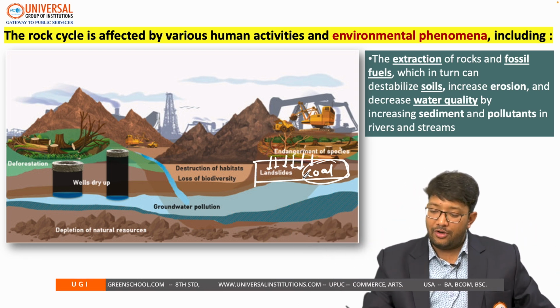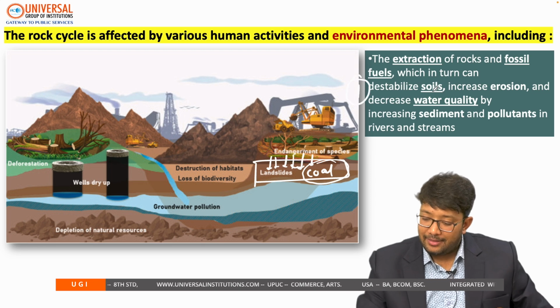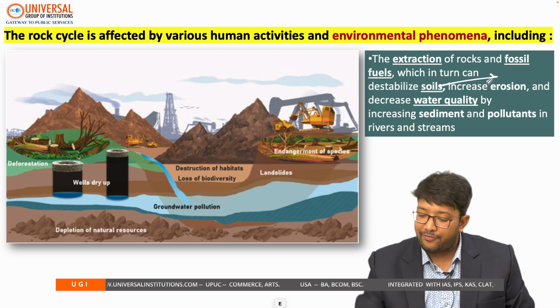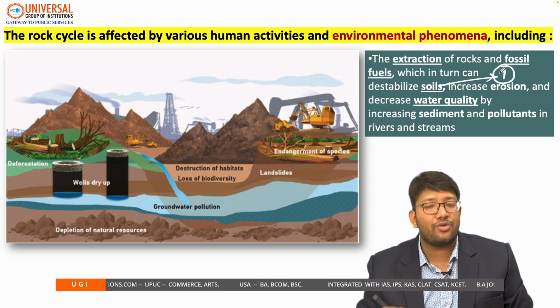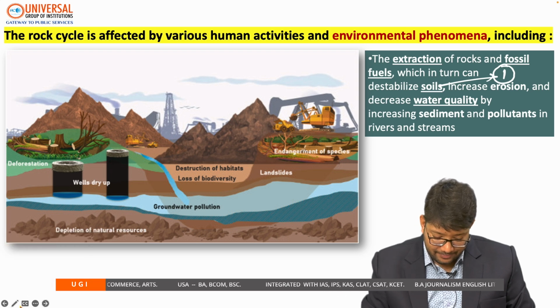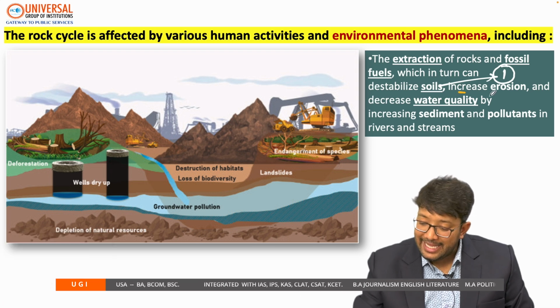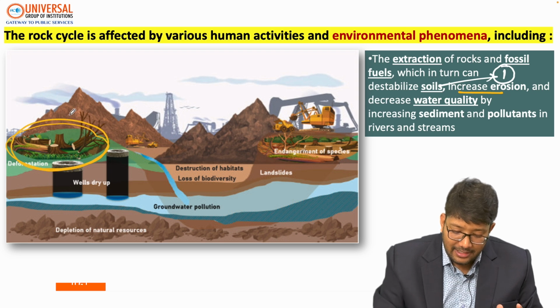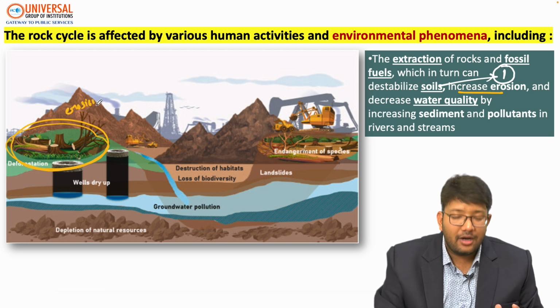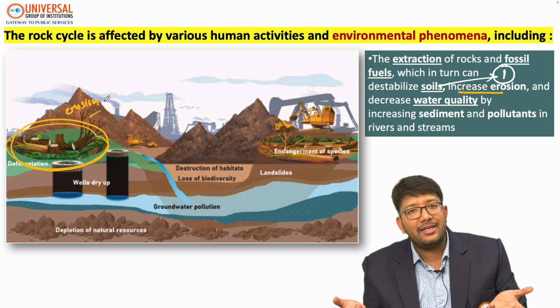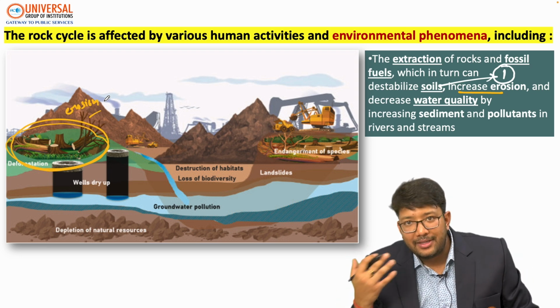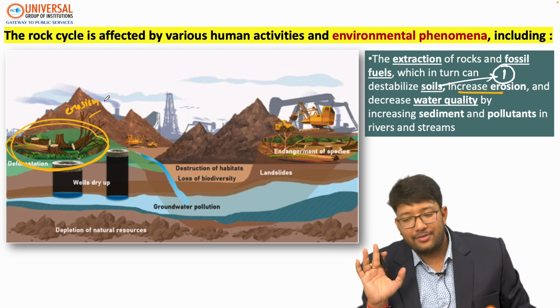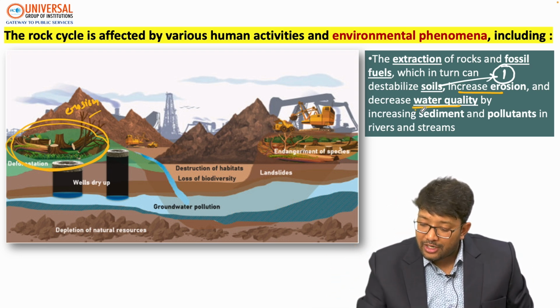Okay? So the first problem is that because of the extraction of soil and fossil fuel, it can destabilize soil. Second is that it can increase erosion. It's obvious. Can you see this photo here? It can increase erosion. If plants won't be there, don't you think deforestation will be there? Then erosion will take place. Okay. Third is decrease in water quality.